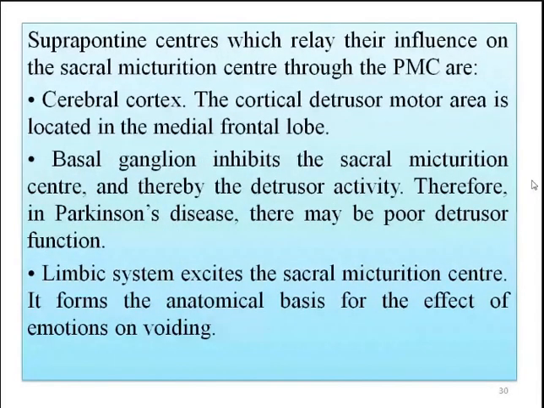Suprapontine centers which relay their influence on the sacral micturition center through the PMC include the cerebral cortex. The cortical detrusor motor area is located in the medial frontal lobe. Then the basal ganglion inhibits the sacral micturition center and thereby the detrusor activity. Therefore, in Parkinson's disease, there may be poor detrusor function because the basal ganglion is affected. Then the limbic system excites the sacral micturition center. It forms the anatomical basis for the effect of emotions on voiding.